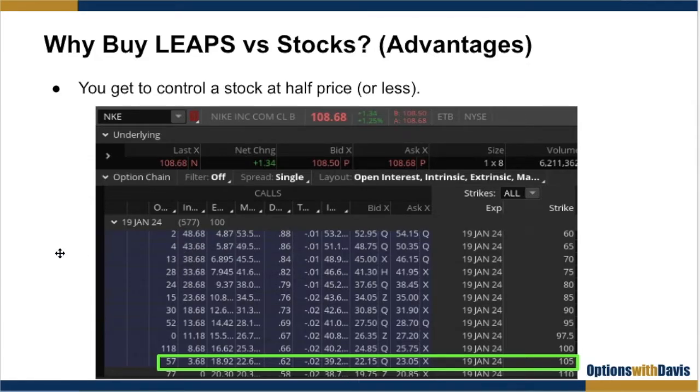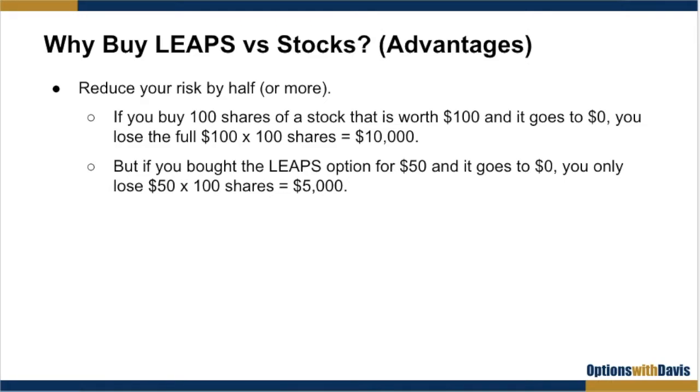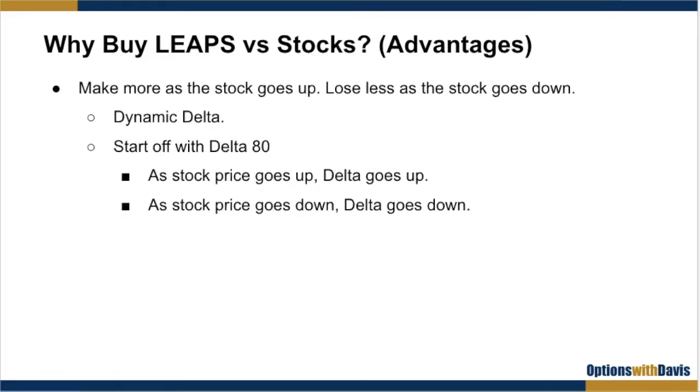All right, but I'll get more into this in the later slides. So with LEAPS, you can actually reduce your risk by half just by simply deciding how much you want to pay for the option. So if you compare this to stock, let's say you buy 100 shares of a stock that is worth $100 and it goes to zero, well, you lose the full $100 times 100 shares, that's $10,000. But if you bought the LEAPS options for $50, and it goes to zero, then you only lose whatever you paid for, which is a total of $5,000. So just by that, you are really reducing your risk while still being able to get exposure to the upside.